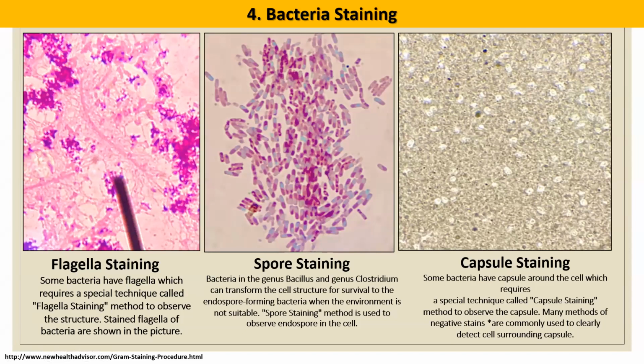Apart from those staining methods, there are some other methods that we normally use to study the spatial structure of the bacteria. The first one is the flagella staining. Some bacteria have flagella, which requires a special technique called flagella staining method to observe the structure. Stained flagella of the bacteria are shown in the picture.